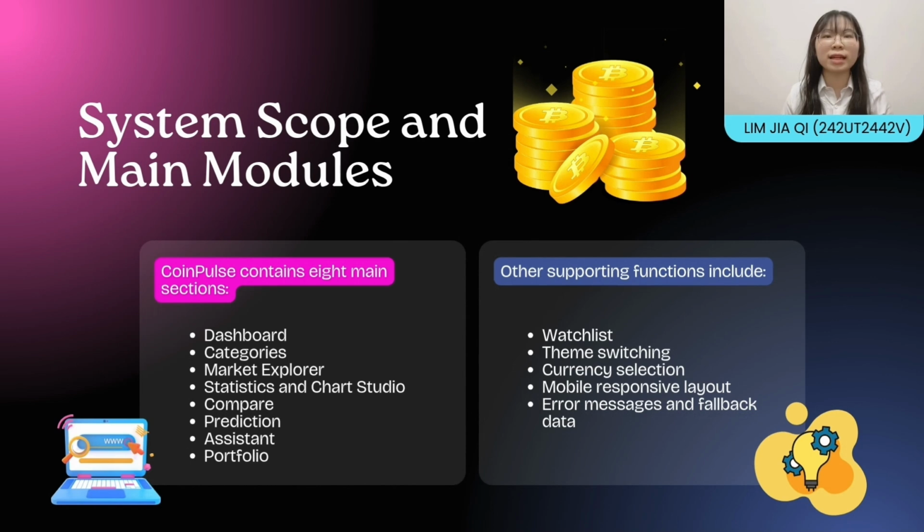CoinPulse contains 8 main sections, which are dashboard, categories, markets, statistics, compare, prediction, assistant, and portfolio. The system also includes supporting functions such as watchlist, theme switching, currency selection, mobile responsive layout, error messages, and fallback data.